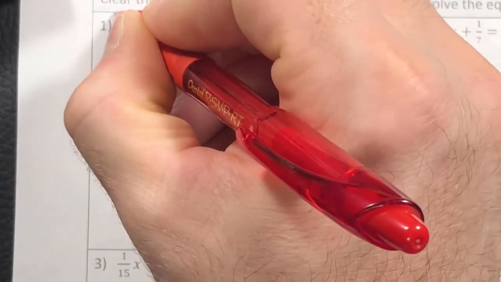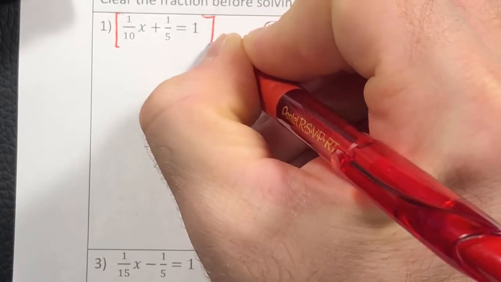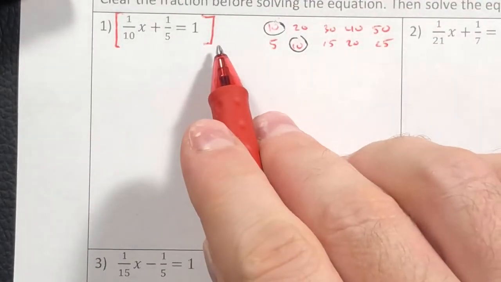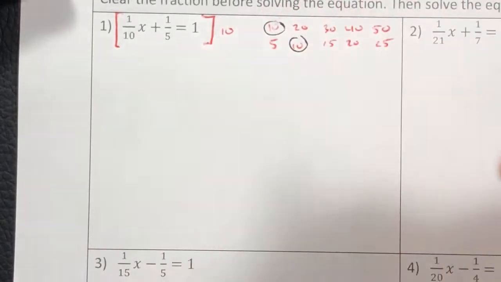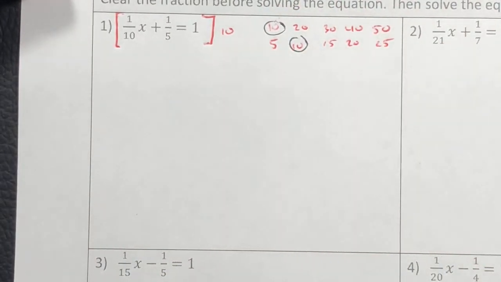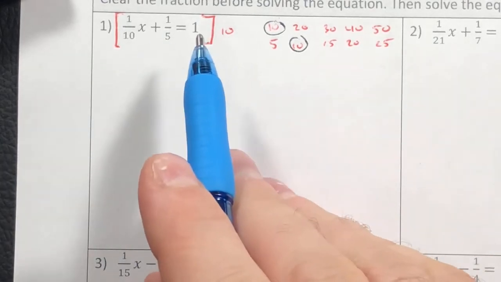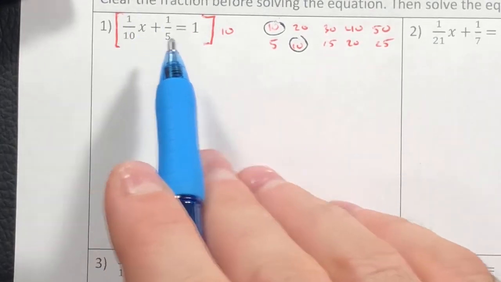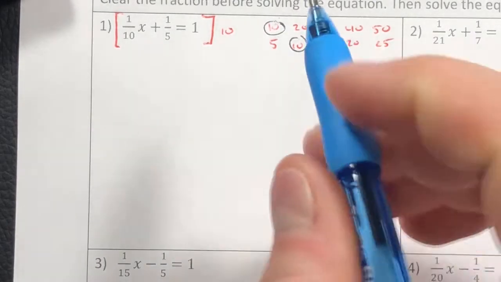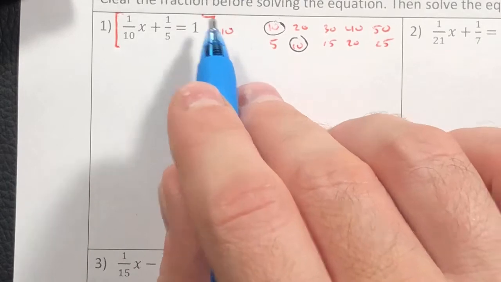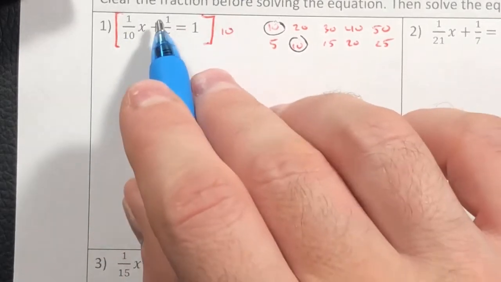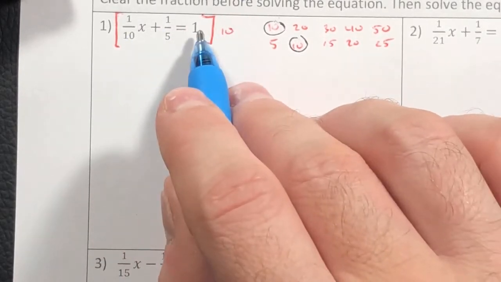So I'm going to take this equation, put it in brackets to show that I'm going to multiply the entire thing by something, and I'm going to multiply everything in this equation by the number 10. Perfect. And so when I distribute this 10 into the equation, each term, the 1, the 1/5, and the 1/10, all get multiplied by 10. So this is going to end up being 10 times 1 divided by 10, 10 times 1 divided by 5, and 10 times 1.